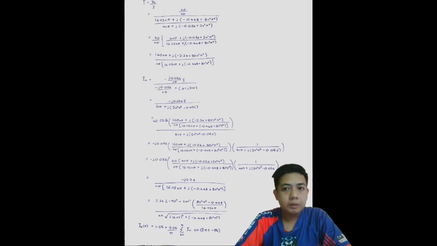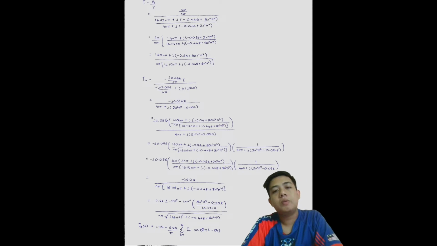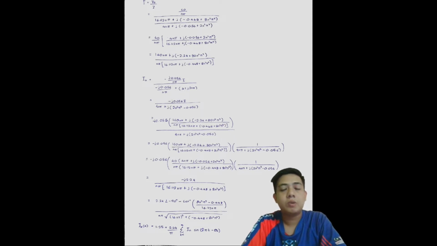Assalamualaikum warahmatullahi wabarakatuh. My name is Muhammad Afiq bin Zabidi and my matric number is AE20203. Now I'm going to continue the presentation for the manual calculation. To find the total current, we use Ohm's law, which is I equal to Vs over Z, and we get the answer for the total current equal to 160 n pi plus j(-2.24 plus 80 n squared pi squared) over n pi times (16.112 n pi plus j(-0.448 plus 8 n squared pi squared)).